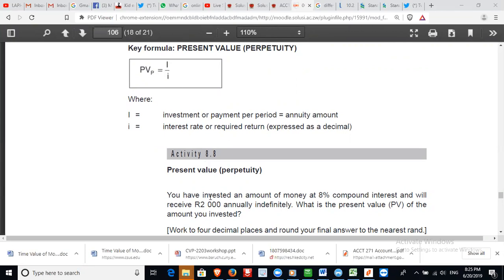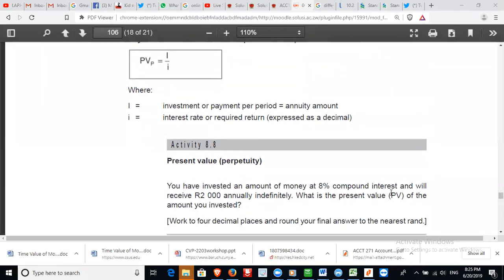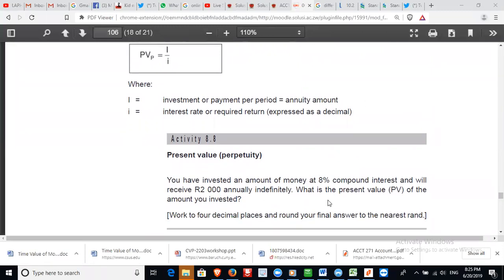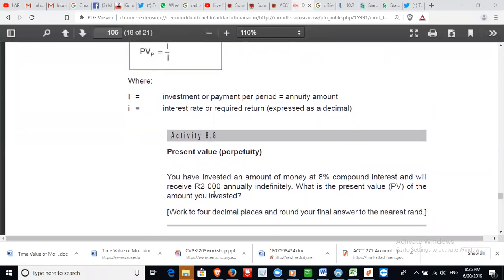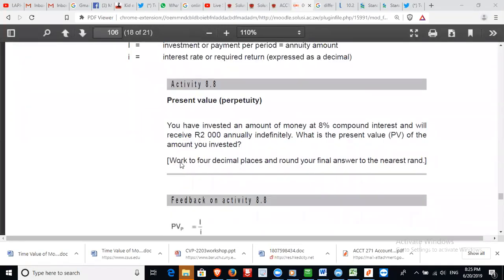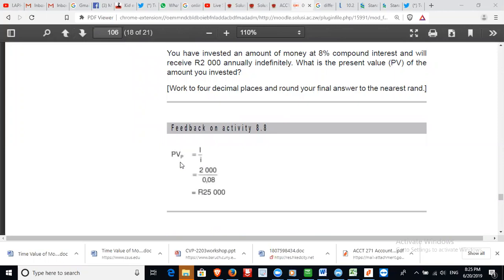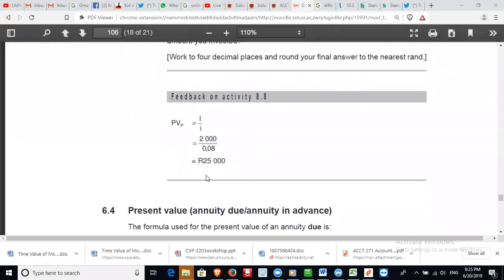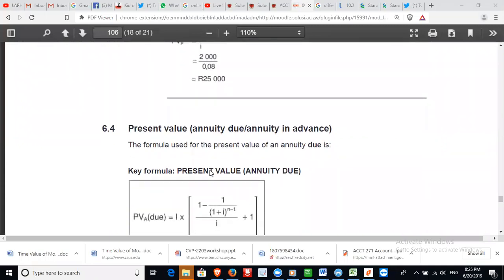For present value perpetuity, PV, this P means perpetuity, is equal to I, that is the investment over the interest rate, right? You have invested an amount of money at 8% compound interest and you receive 2,000 annually. What is the present value of the investment you have invested? You're saying the investment amount 2,000 over the interest 0.08, which is 25,000, right? Which is 25,000.